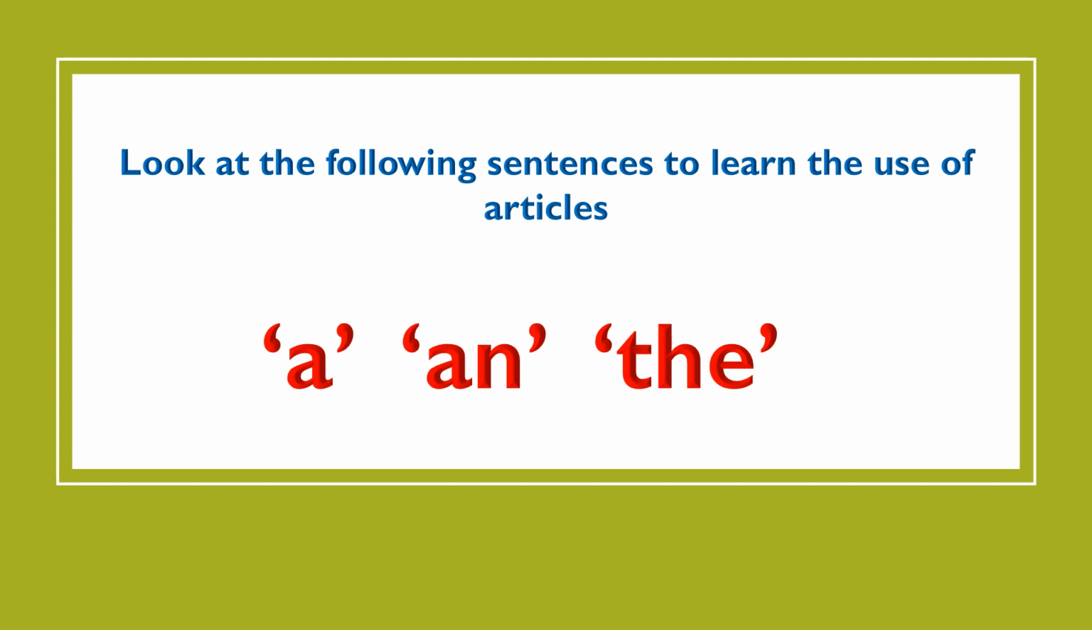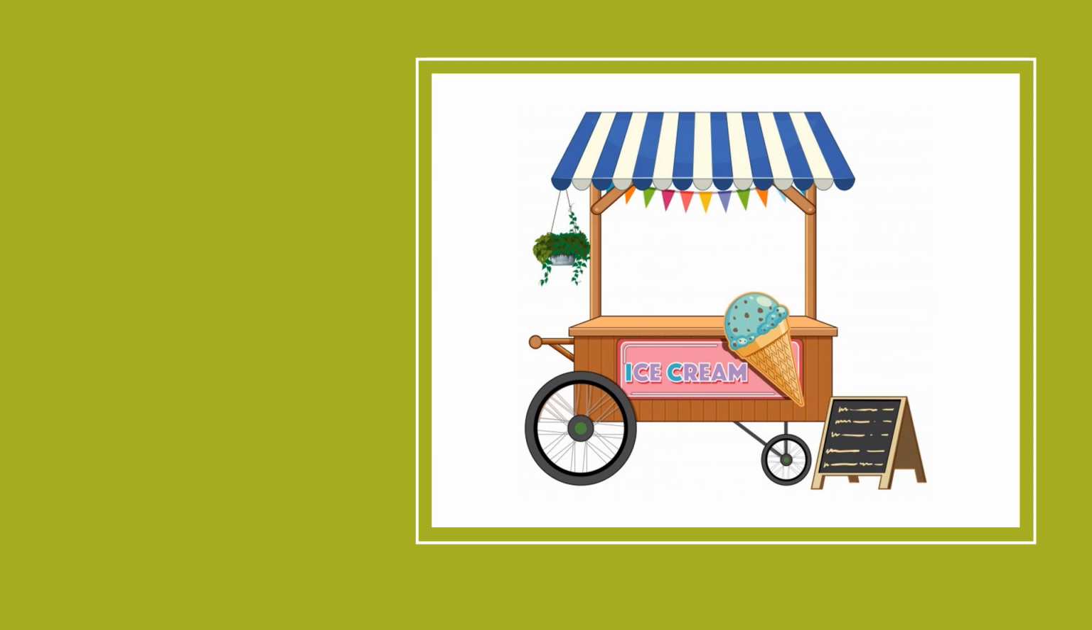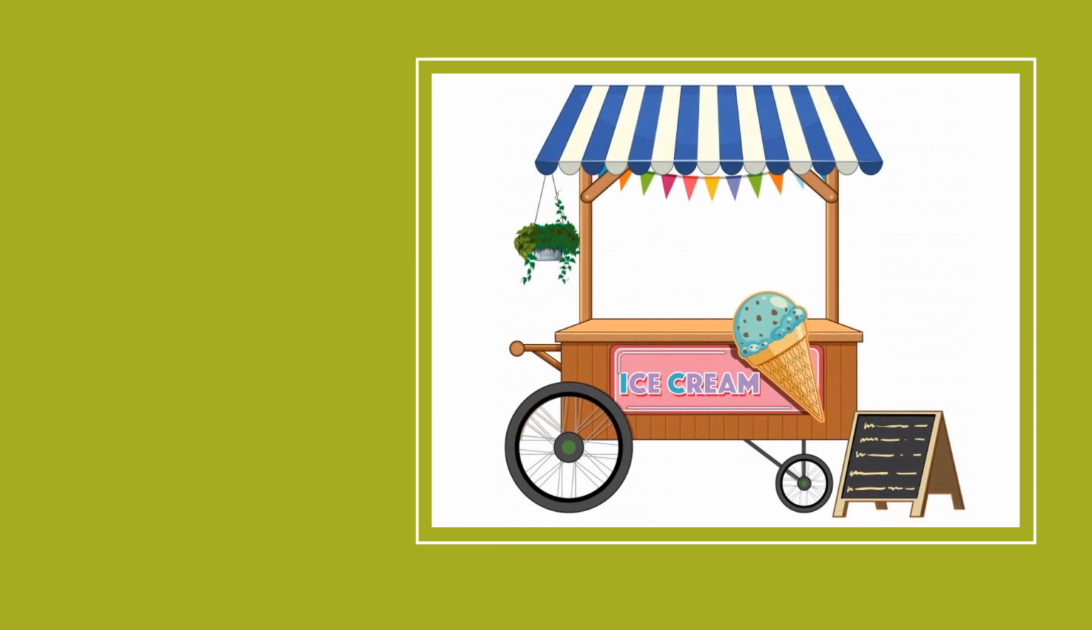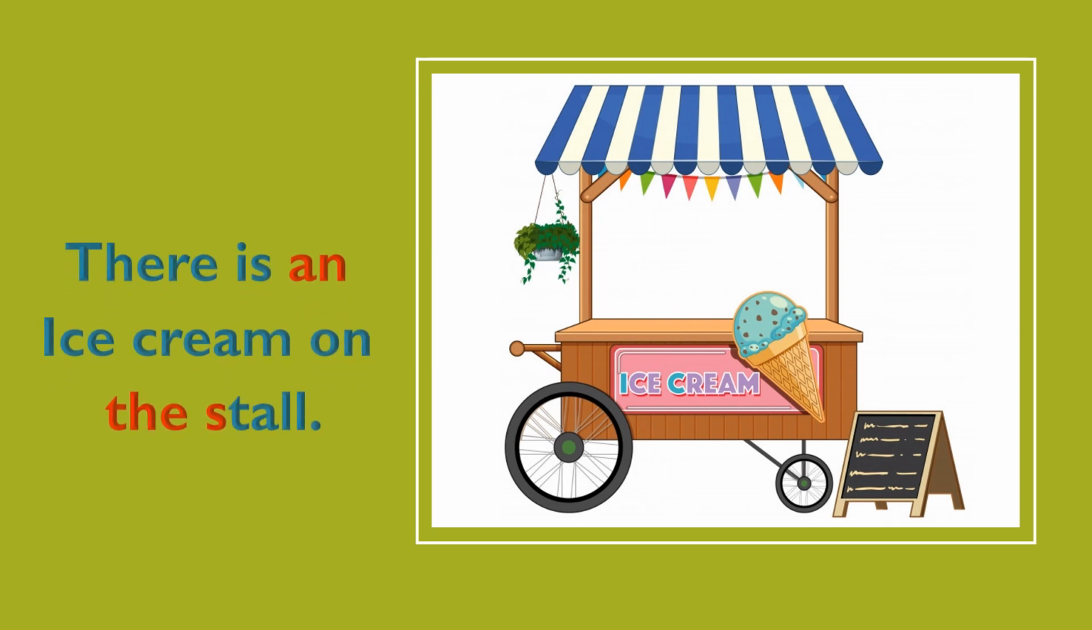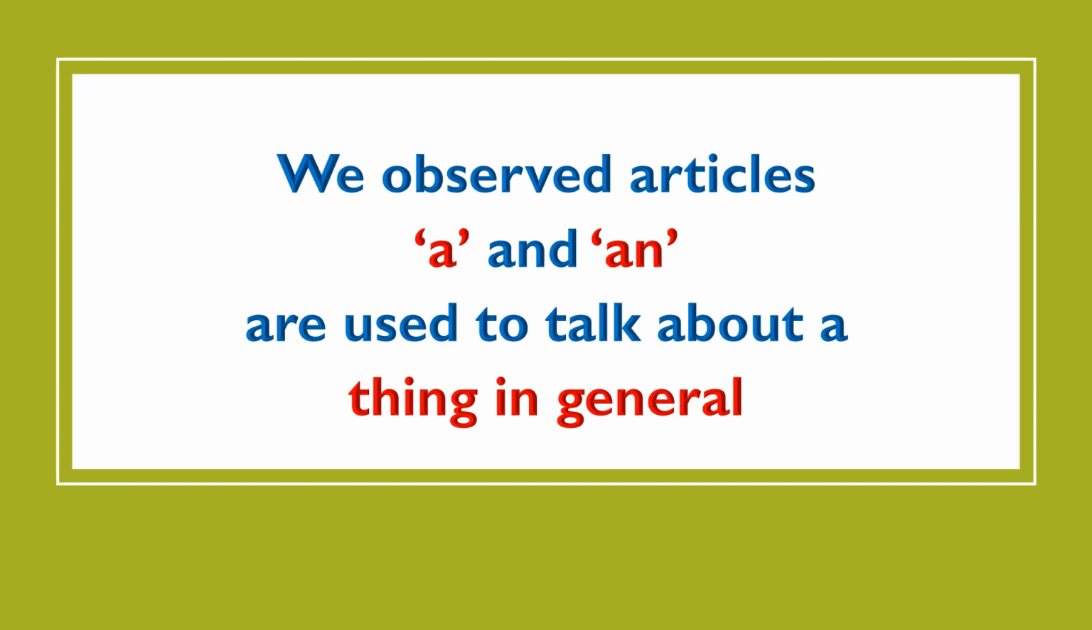Look at the following sentences to learn the use of articles a and the. For example, what do you see here? That is a stall. What do you see here again? There is an ice cream on the stall. We observe articles a and an are used to talk about a thing in general.